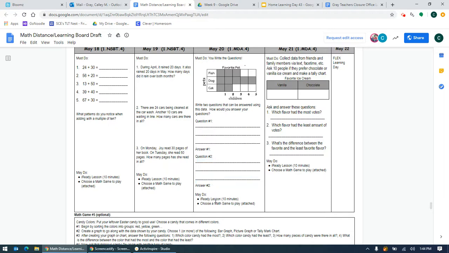And after you've finished, you can either do an iReady lesson for 10 minutes or choose a math game to play if you have time. These are may-do activities down here.